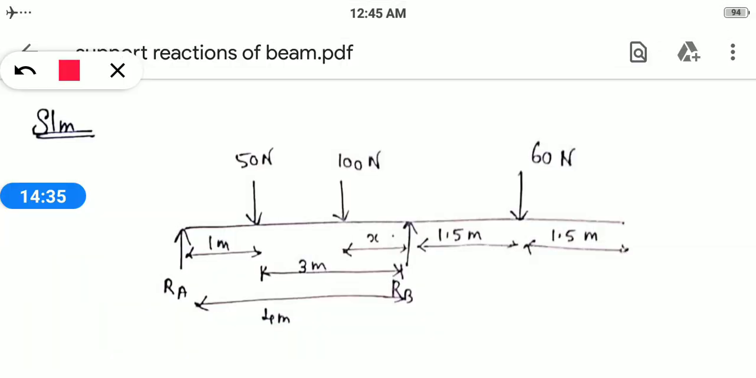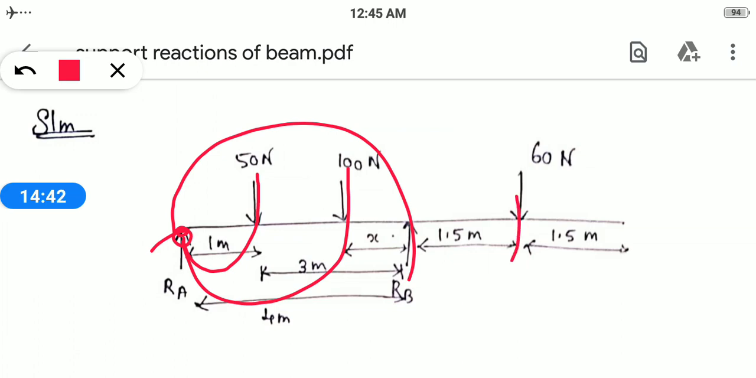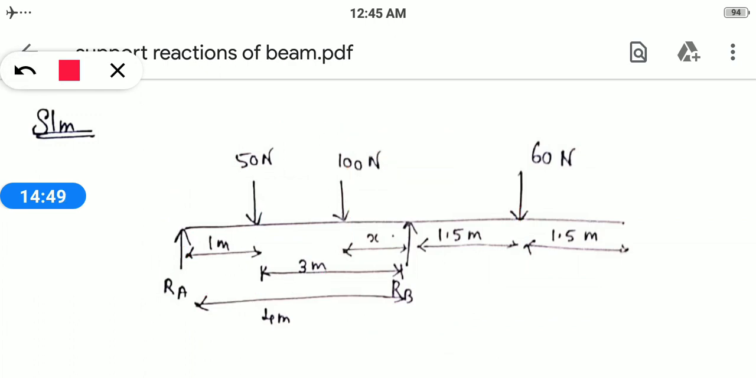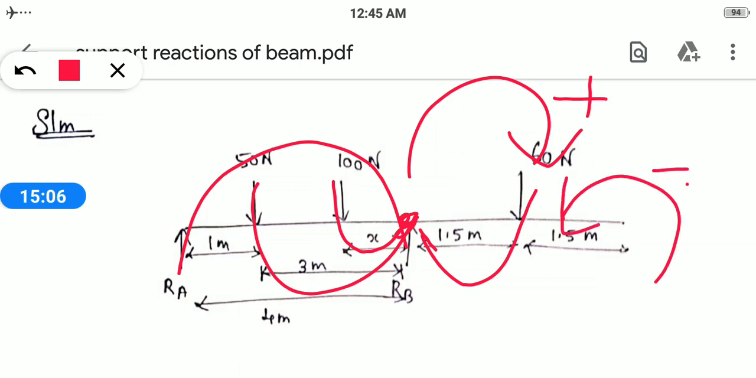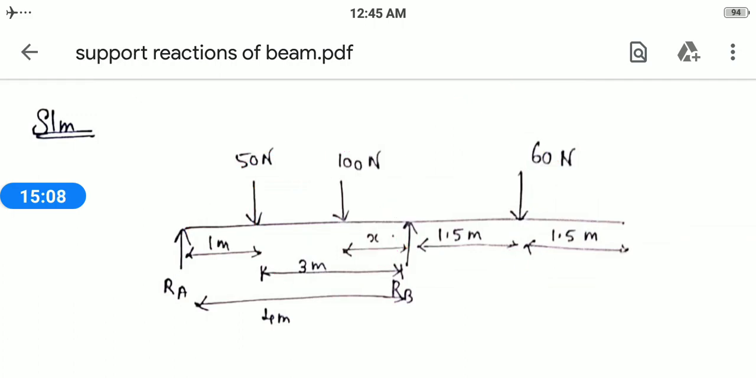If you are taking moments for A, you have to take 50, 100, minus RB, and 60. This is the moment. Same if you are taking moments for support B, you have to take this 100, 50, RA and this 60. You have to consider the correct sign convention: clockwise means positive, anti-clockwise means negative. Consider this and do your problems.